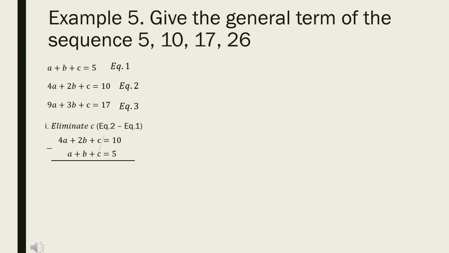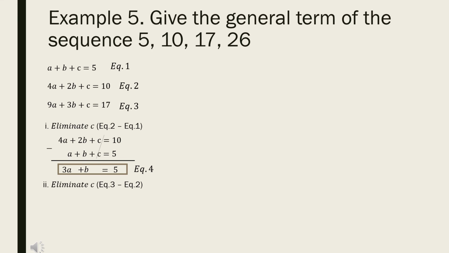We have 4a minus a is 3a, 2b minus b is b, 10 minus 5 is 5. So our answer would be 3a plus b is equal to 5. Mark it as our equation 4.